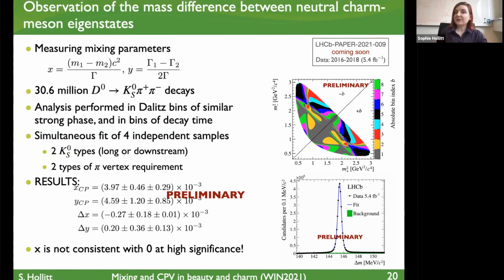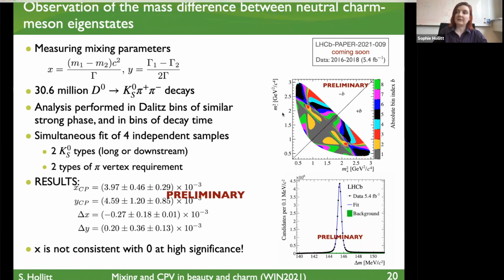So one of the new results from LHCb that I'm excited to tell you about, absolutely hot off the presses this week, is the search for the mass difference between neutral charm meson eigenstates. So for this mixing parameter, we have x, which is related to the mass difference, and also y, which is related to the decay time difference. In this decay mode, we have over 30 million D0s. And for this particular analysis, this is performed in Dalitz bins of similar strong phase. So this is trying to correct for any possible effects from the strong phase.